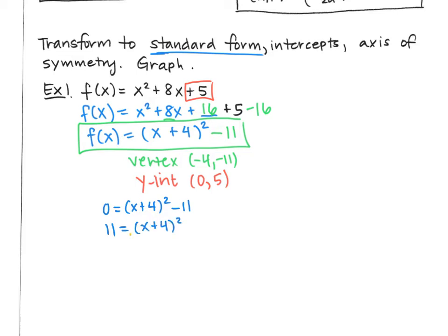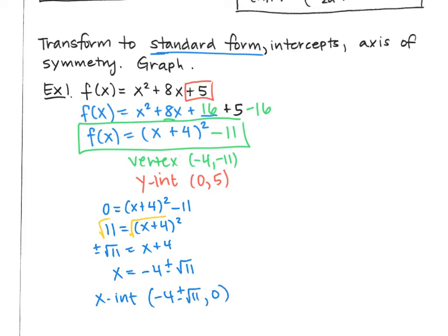Okay, to cancel the squared, I'm going to square root. So I get plus or minus root 11 equals x plus 4. The squared triggered the plus or minus. And then if I minus the 4 to the other side, I get negative 4 plus or minus root 11. Okay, now these are representing the x-intercepts, so I should write these as ordered pairs. So this is negative 4 plus or minus root 11, comma 0, and that is two different points. That's negative 4 plus root 11, comma 0, and negative 4 minus root 11, comma 0. Okay, so I found the intercepts.